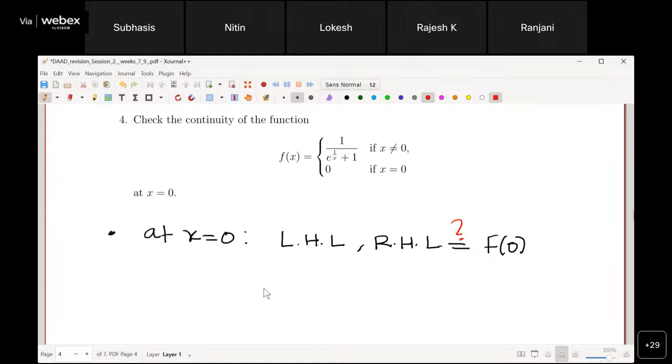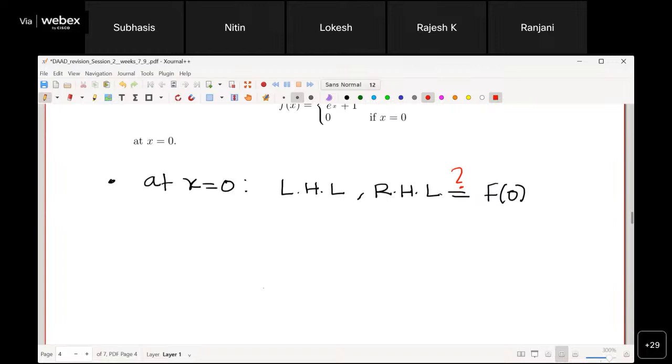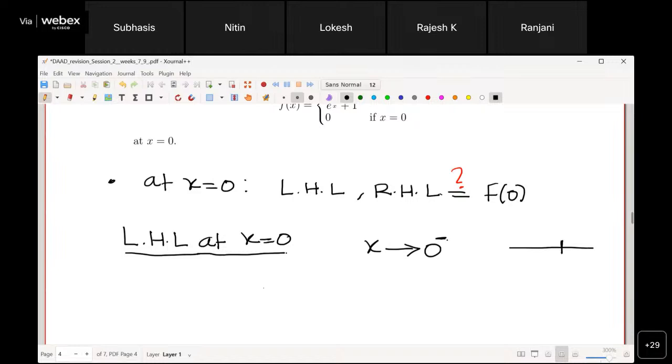So the first thing I need to check is the left hand limit of this function at x equal to 0, right? Left hand limit at x equal to 0. That means x is going towards 0 negative, right? So x is coming to 0 from the left hand side.